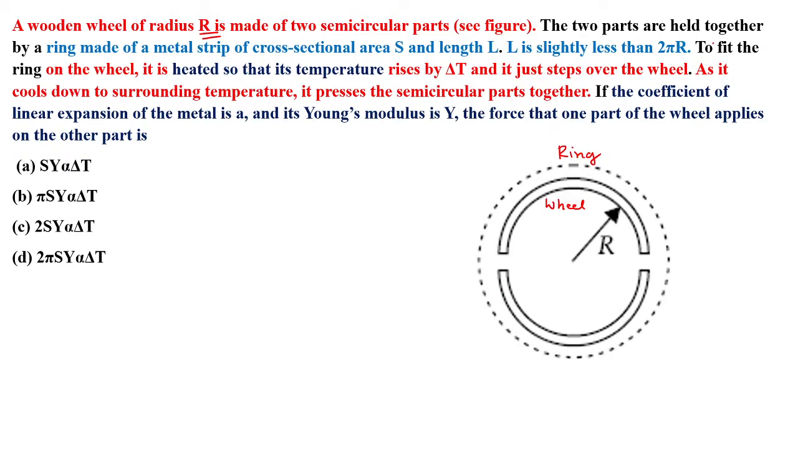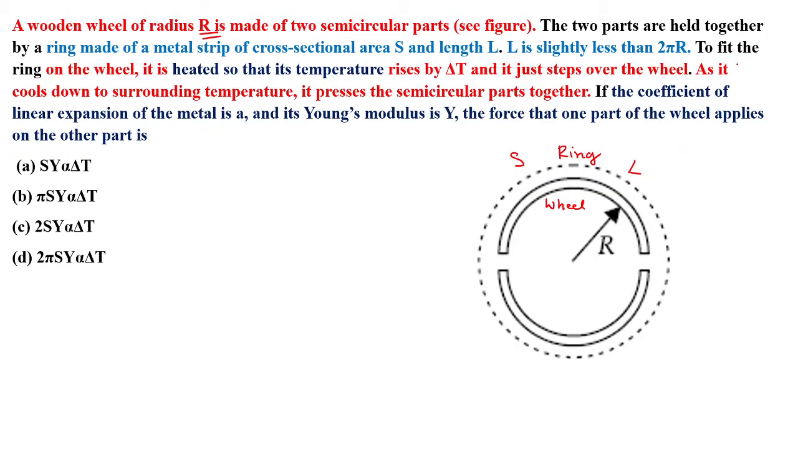The two parts are held together by a ring made of a metal strip, whose cross-sectional area is s and length is l. The length l is slightly less than 2 pi r, because the circumference of the wheel is 2 pi r.